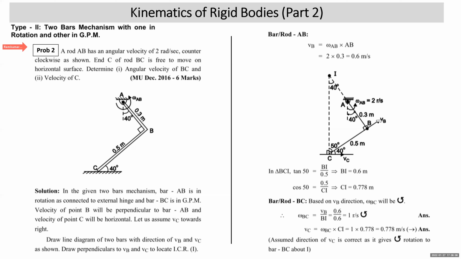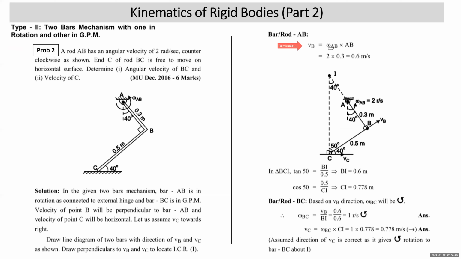So velocity of point B will be perpendicular to AB. Since it is rotating in anti-clockwise direction, velocity of point B will be perpendicular in this way. Right? We can find the velocity of point B on the bar AB.